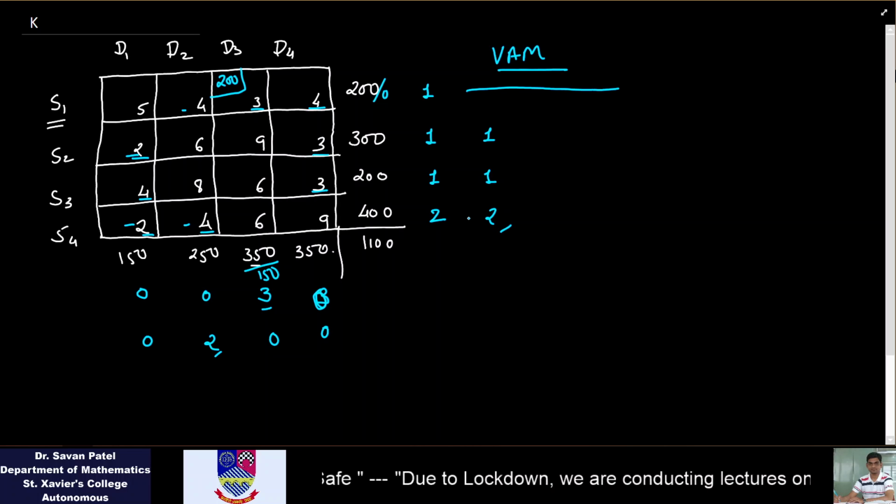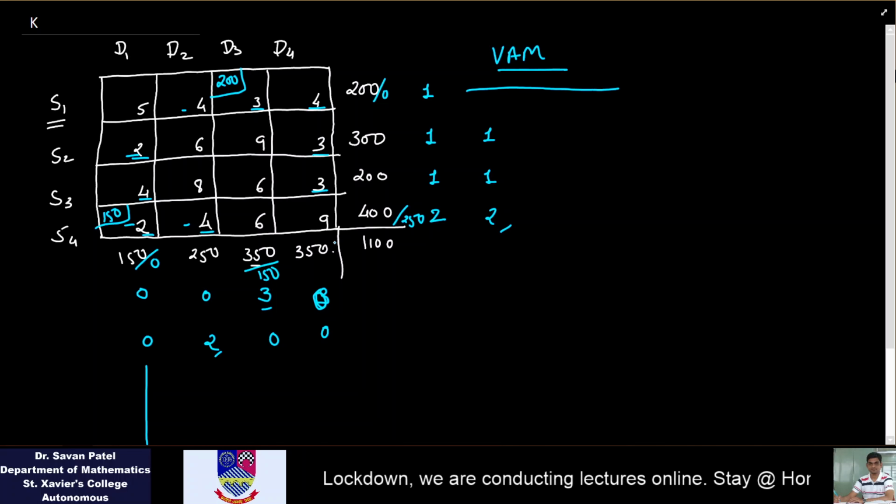From there, choose a minimum. Here the minimum is 2 and here the minimum is 4, so we will go for this minimum, which is 2. Whatever maximum allocation is possible, that is 150, we will allocate there. This is 0 and this is now left with 250. So this column is cancelled, and we will not calculate anything for it. Since the column is cancelled, these differences will be the same.